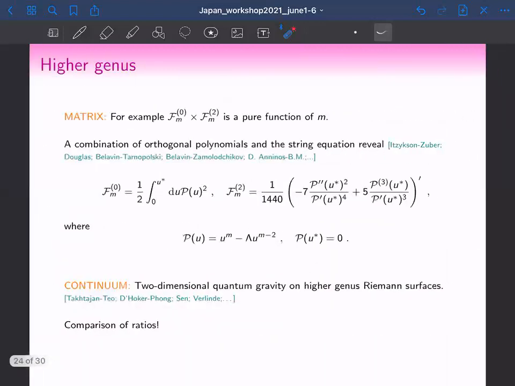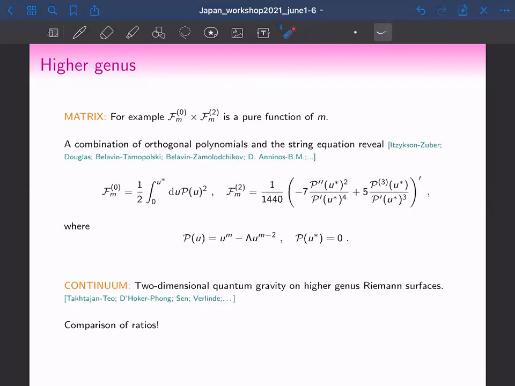And unfortunately, genus 1 is always a bit special. As we've seen already in the matrix picture, we have this logarithmic non-analyticity. So instead of studying genus 1, the single torus, we're studying the double torus. So we are taking the free energy at genus 0 and the free energy at genus 2. For example, this combination over here is really a function of M.